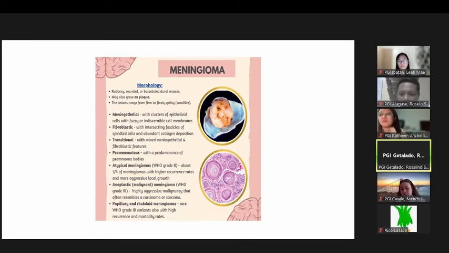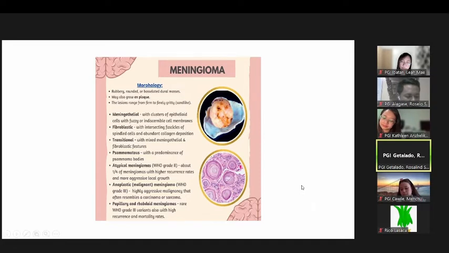Among the common patterns of meningioma is the meningothelial, with clusters of epithelioid cells with fuzzy or indistinct cell membranes. Another is the fibroblastic, with intersecting fascicles of spindled cells and abundant collagen deposition. Another is transitional, which is a mix between meningothelial and fibroblastic features. Psammomatous, on the other hand, has a predominance of psammoma bodies, the latter representing concentric rings of calcification deposited over pre-existing whorls, as seen in the second photo.